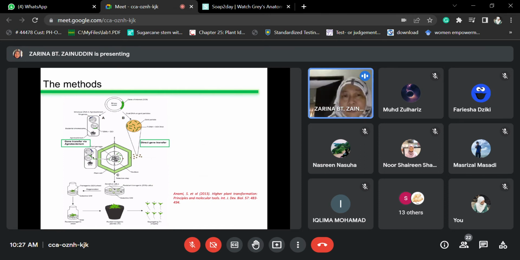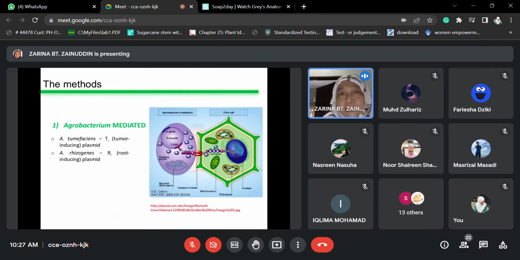Alright, so the first method is using agrobacterium mediated. Okay, macam kita transform the first experiment hari tu. Okay, kita dah multiply the plasmid with the gene of interest dalam E. coli. Okay, then kita isolate the plasmid, kita transform into agrobacterium. Okay, so the concept of agrobacterium, in nature, there are two types of agrobacterium. One is we call as agrobacterium tumefaciens. And the other one, agrobacterium rhizogenes.